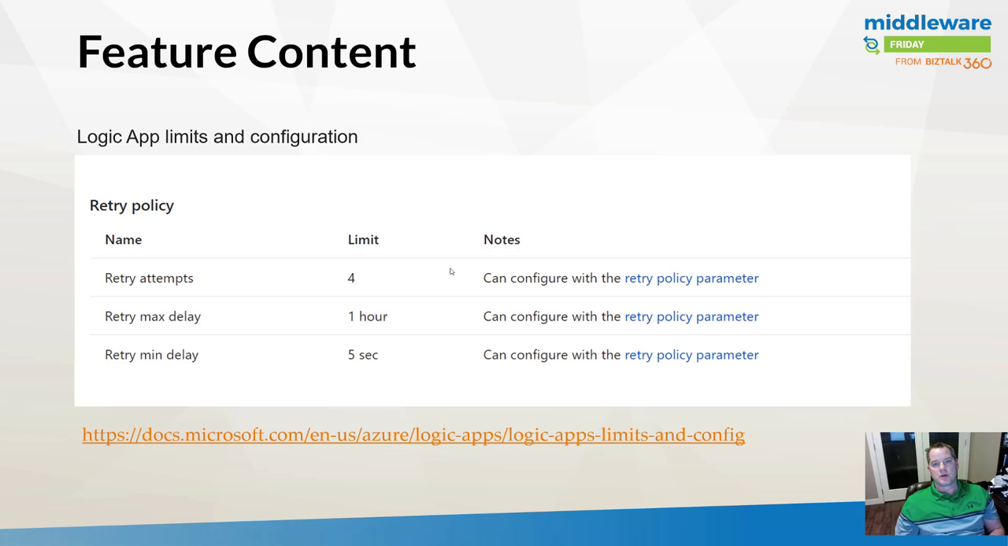Now, these are some important parameters to note. The max number of retries you can have is 4. The max delay you can have is 1 hour. And the retry minimum delay is 5 seconds. Now, I believe earlier this value was higher. I believe it was around 20 seconds. Now that value is much lower.